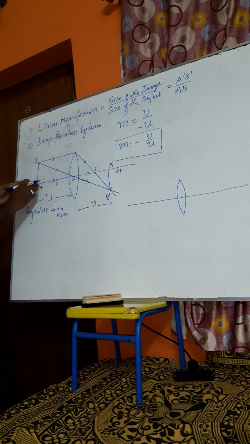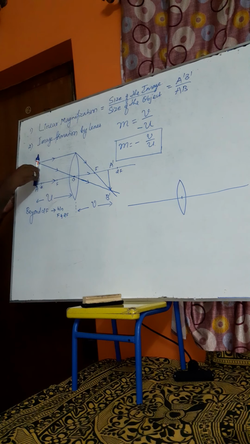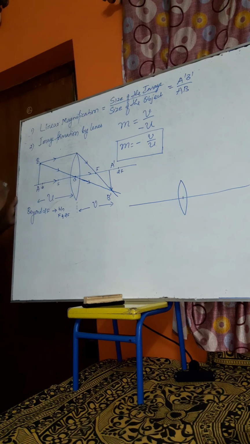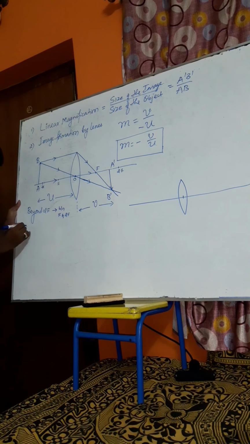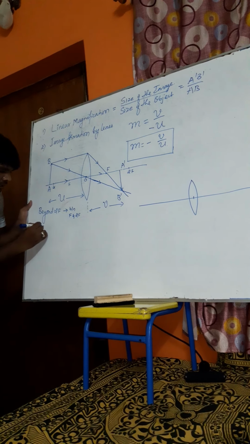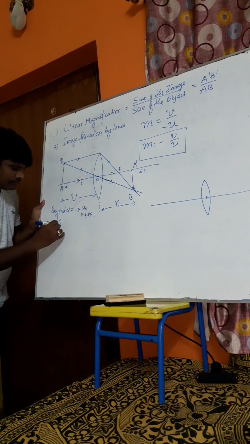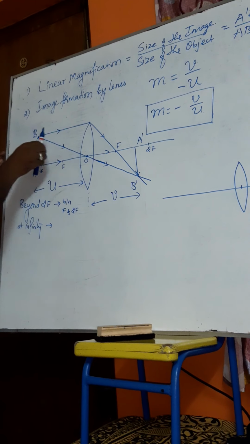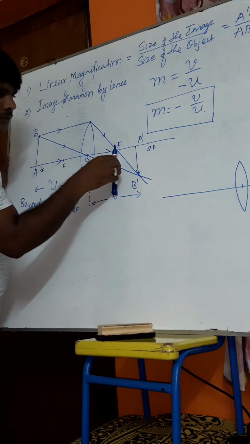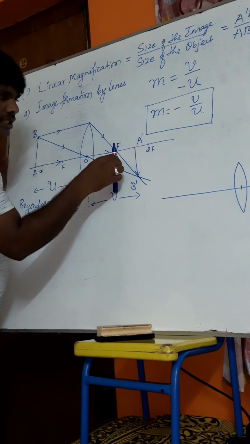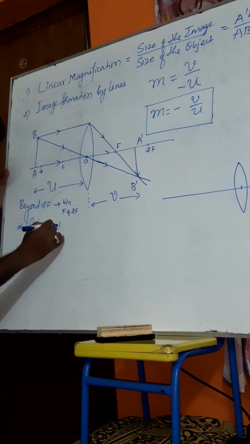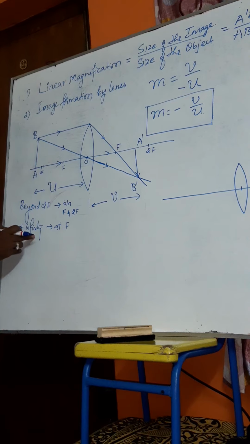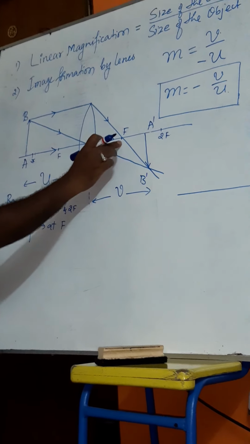Now, if the object you have taken is at infinite distance, infinite means the object distance u is equal to infinity. It means at infinity. At infinity, where is the image formed? The image is formed exactly at the principal focus here. So at f, the image is formed. This is a very important point. If it is at infinity, the image is formed exactly at the principal focus.